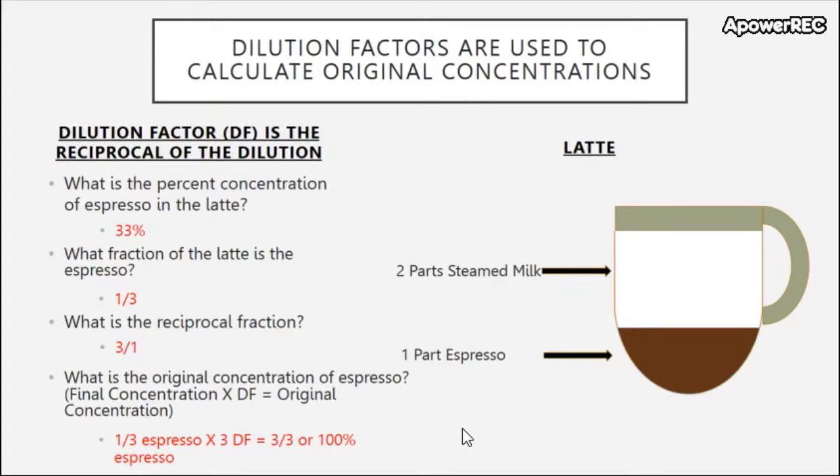So that's a very simple example because the espresso didn't come from a diluted espresso already. It was already 100%, and we didn't dilute things by much, nor did we do serial dilutions. Let's take a look at another example.